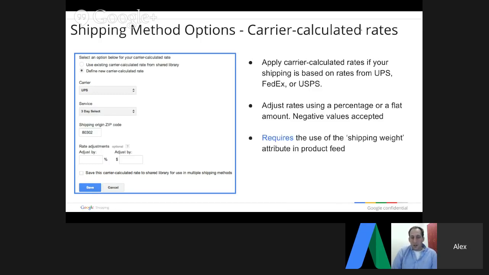This one also requires that you include shipping weight in your data feed so that we can calculate these shipping rates accurately. So this is no change from the existing functionality. This works exactly the same as it had previously. And this is currently only available in the US, so for US targeted data feeds at the moment.